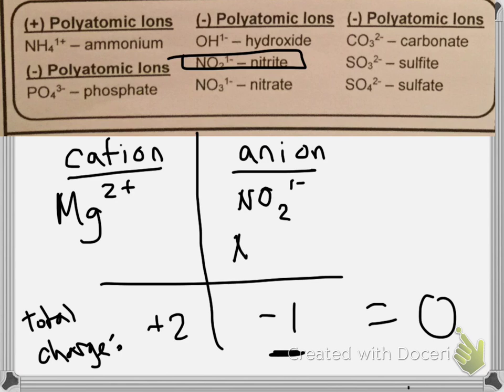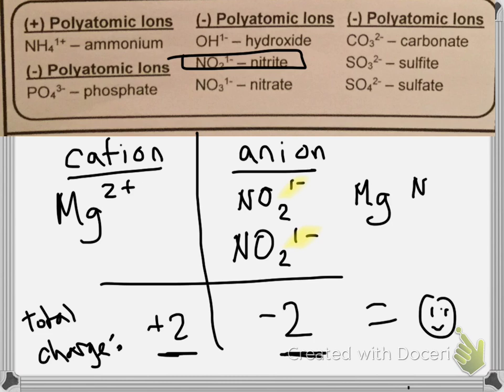So I need a whole other nitrite ion. Now I have 2 -1 charges, which gives me a total of a -2. So I have a +2 and a -2, which gives me 0. So this compound will be Mg NO2, and I have 2 NO2s.